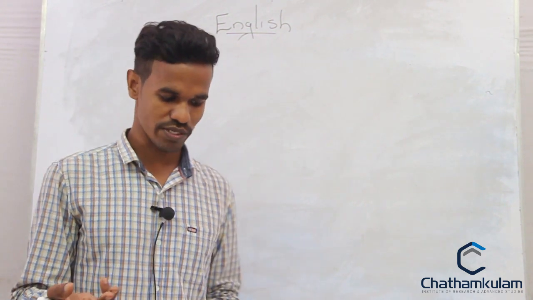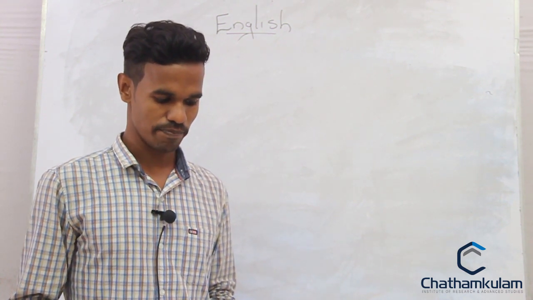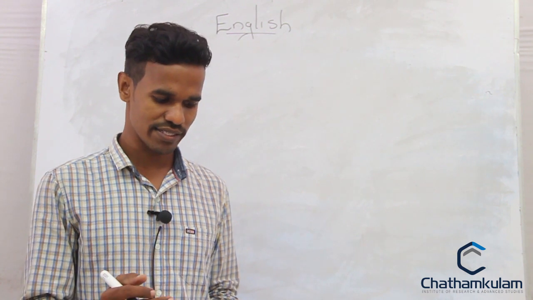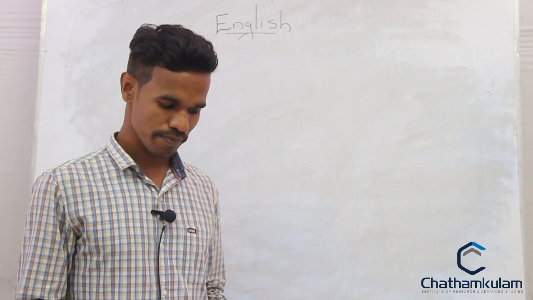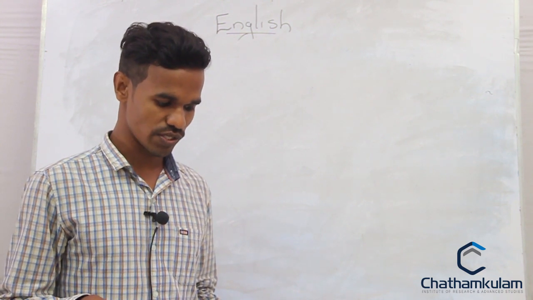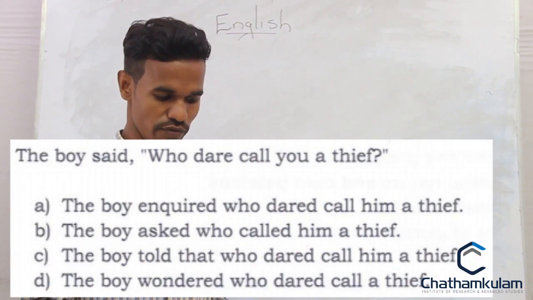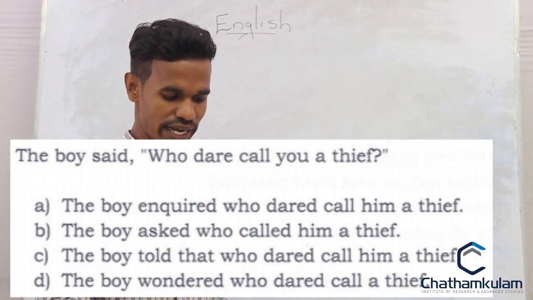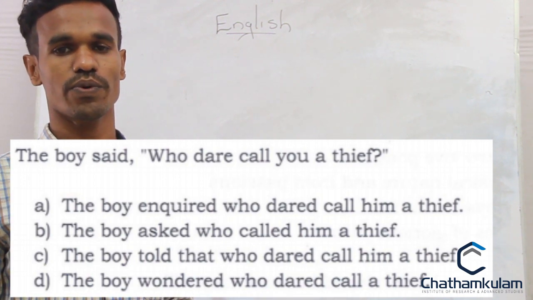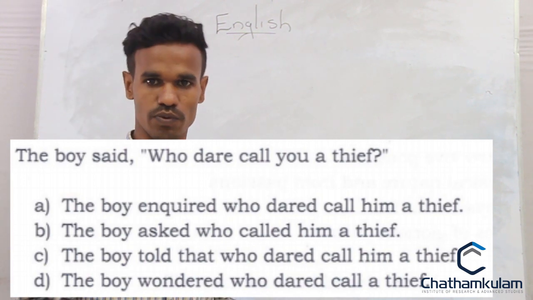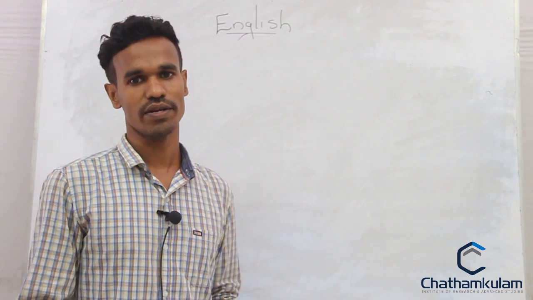So which one only? There are two options that are closest: A and C. In that also you have to analyze which one is rightly conveying the indirect speech. So the right answer will be A: the boy inquired who dared call him a thief, because the boy said, "Who dare call you a thief?" He is asking someone who dares call him a thief. So obviously he is inquiring about who has the dare to call him a thief.